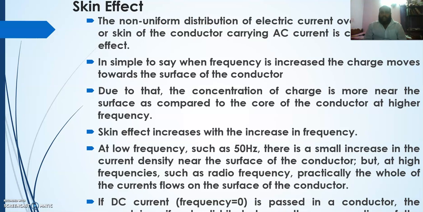Skin effect increases with increasing frequency. If the frequency is higher, the skin effect will be more. Normally in electrical circuits or electronic circuits, very low frequency is used. In specific cases, like wireless communication, the frequency is increased to a higher extent. In such cases, the skin effect is considerable. That's why in normal circuits we do not discuss skin effect.